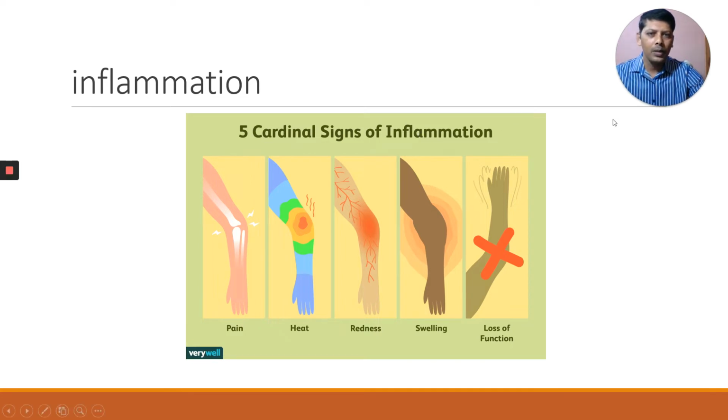How can you identify an inflammation in our body? At the site of inflammation, there is pain, there is heat production, there is redness, and there is swelling. When you don't have inflammation, there will be loss of function, and you don't find these signs in that particular part. That is the meaning of the word inflammation.